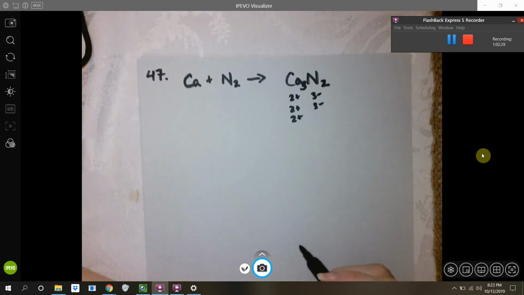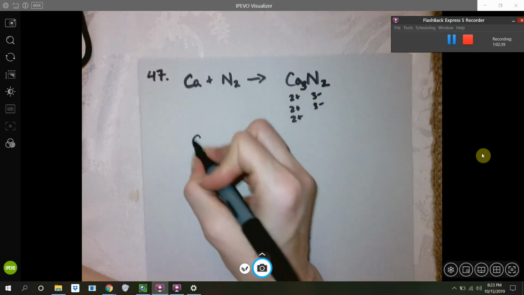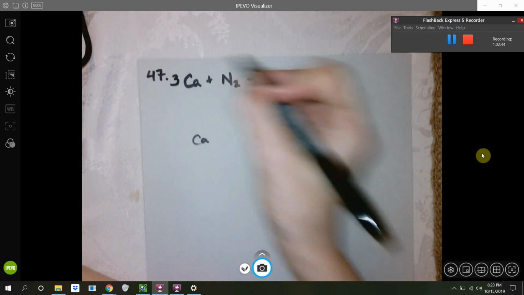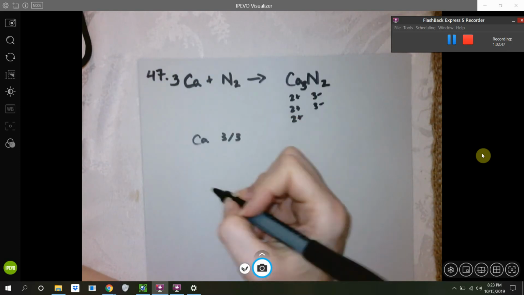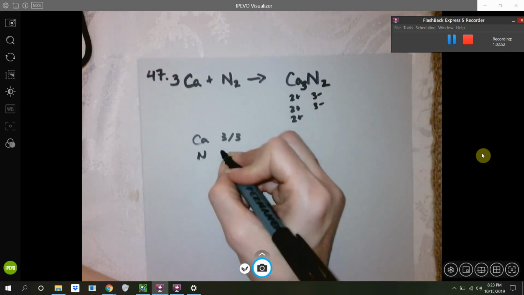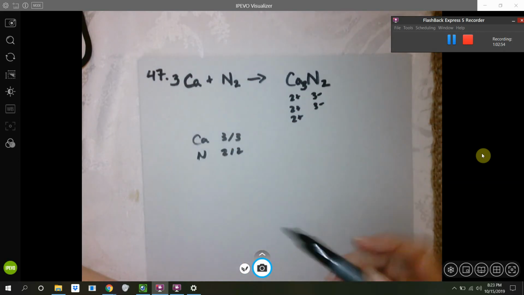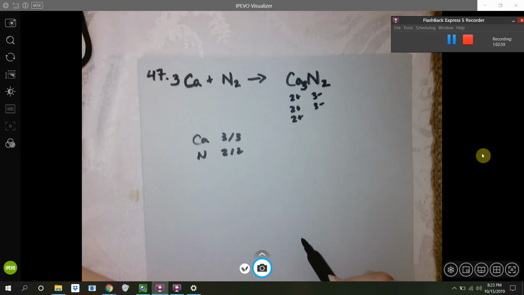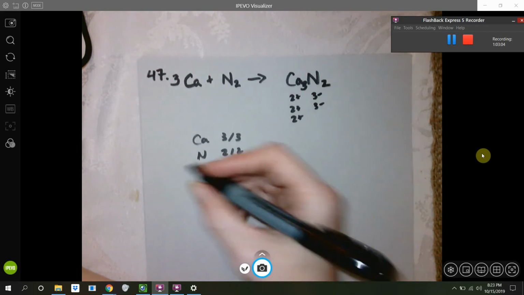So now that we have the skeleton equation, we can balance it. Calcium is only 1 over here and 3 on the other side, so we'll put a 3 to make 3 and 3. Nitrogen, we have 2 over here and 2 on the other side, and we're balanced. One last check: 3 and 3, and 2 and 2. It's only asking for the equation, so we're done with 47.